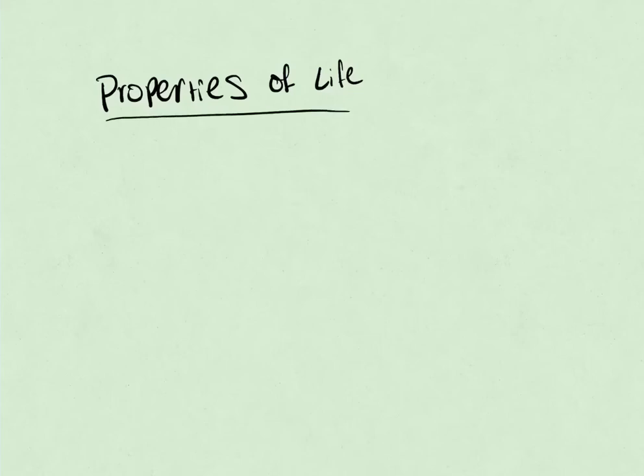Now, let's talk about the properties of life and what makes something living. To begin with, they must all have some sort of order. And what I mean by order is that they have cells, and those cells create a structure or an organism. So all living things are multicellular. They must be.